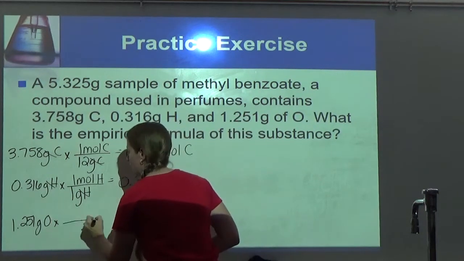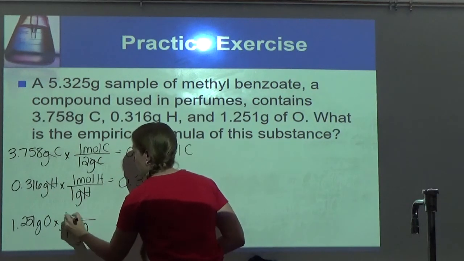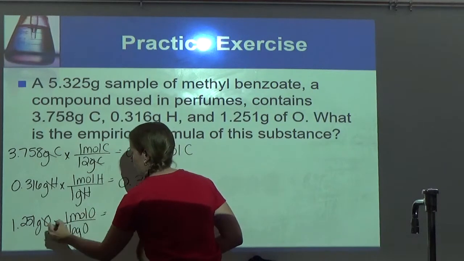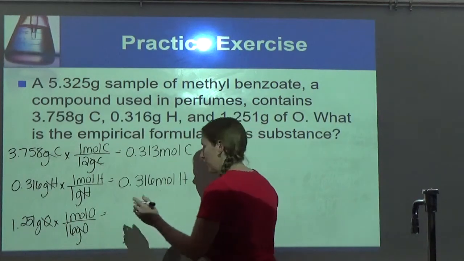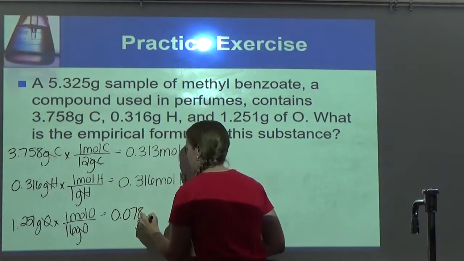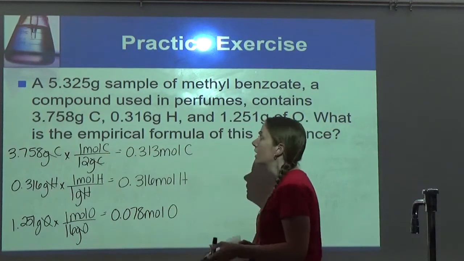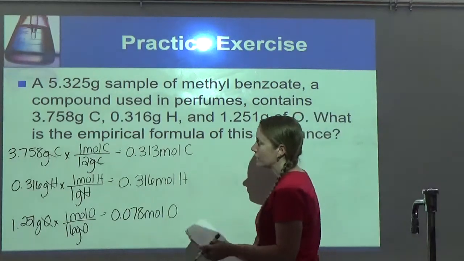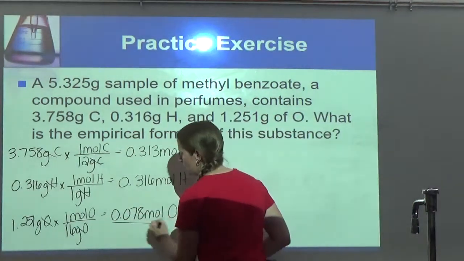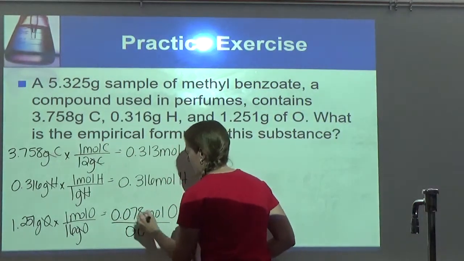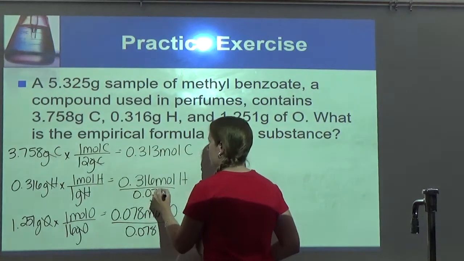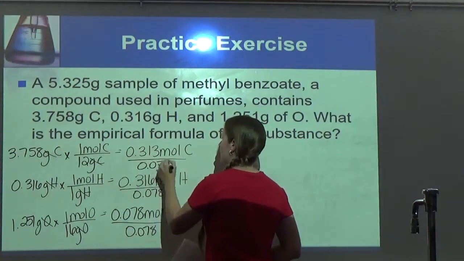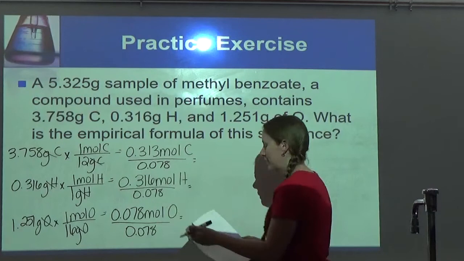And then for oxygen, 16 grams equals 1 mole. And so when I do that, I get 0.078 moles of oxygen. So again, I can't use these numbers the way they are. I need to divide by the smallest. So my smallest is the 0.078. So I divide each of them by the 0.078. So I divide all of them by the smallest.